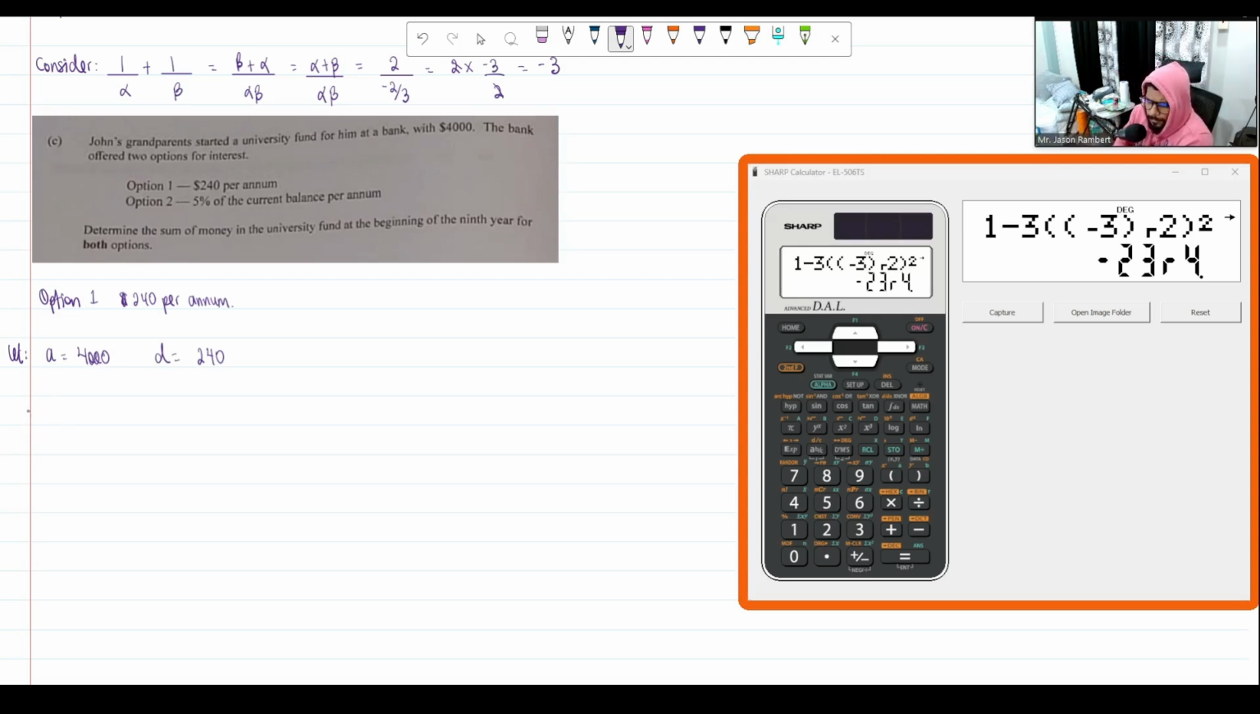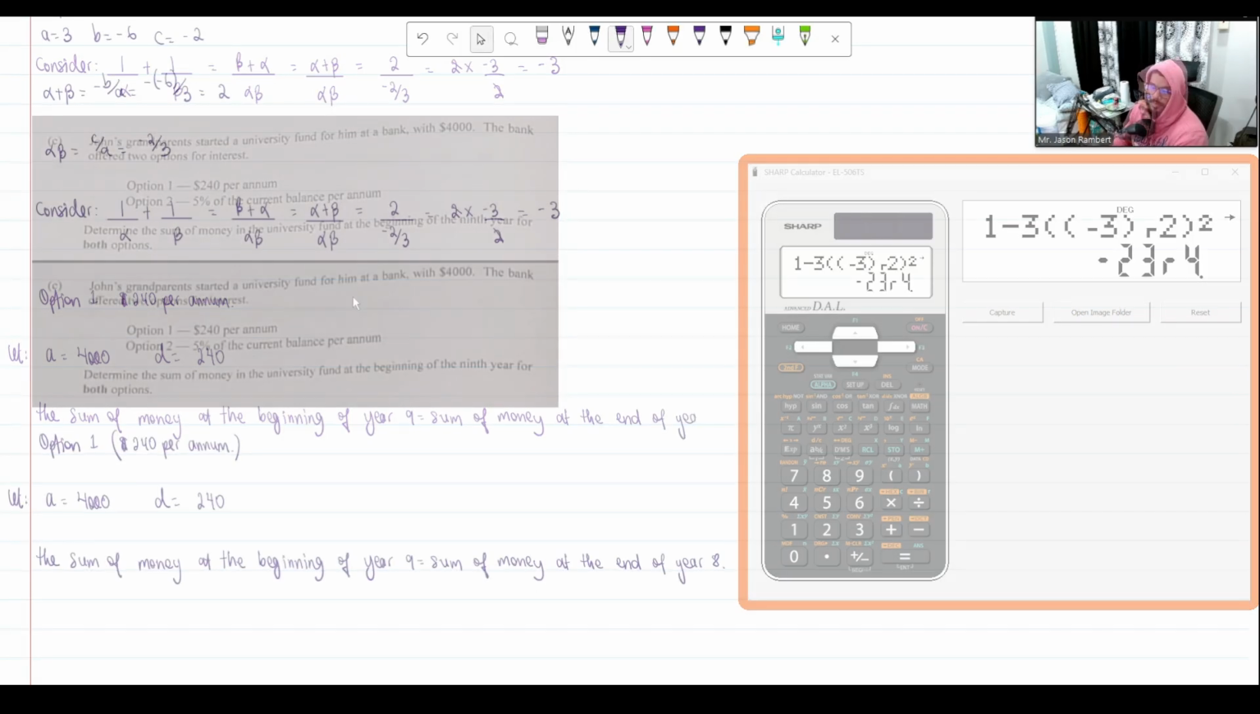So the sum of money at the beginning of year 9 is equal to the sum of money at the end of year 8.